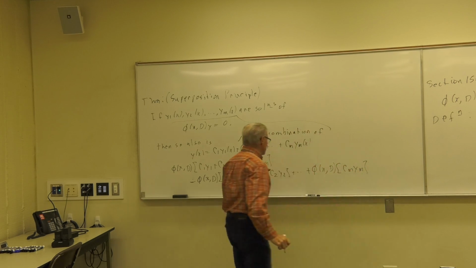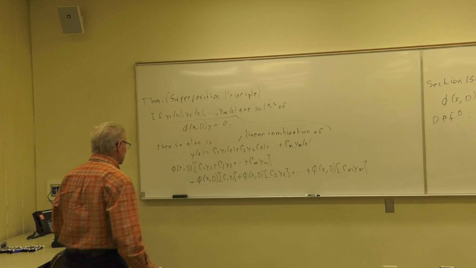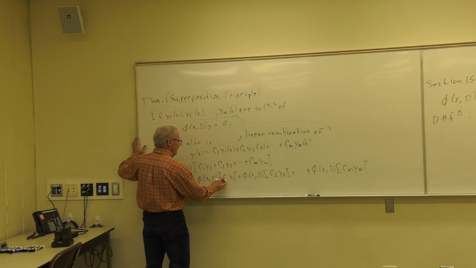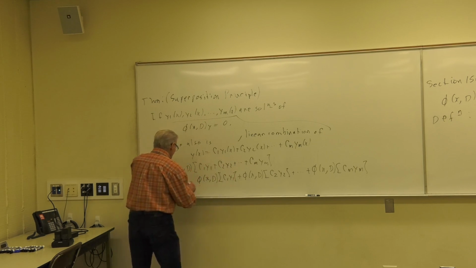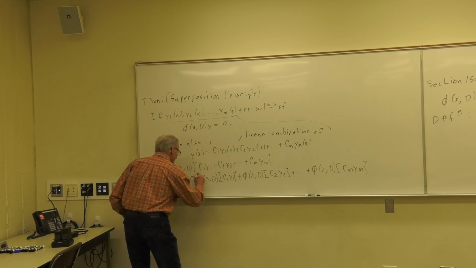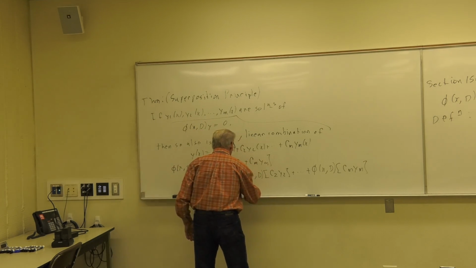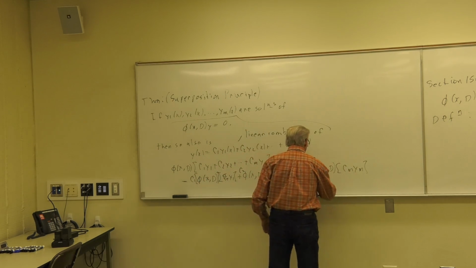So that's the first property of linear operators. But the second property says, if you've got an operator that's linear and you operate on a constant times something, you can pull the constant out. So let me pull them out. The c1 is out, c2 is out, and all the others are out also.